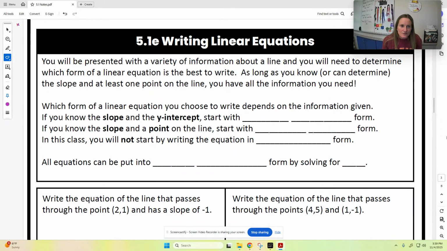This is your last lesson for the week. This one may end up being the longest one because I just want to make sure you have enough examples to really know how to work through all different types of problems. But lesson E is where we really start to put it all together.